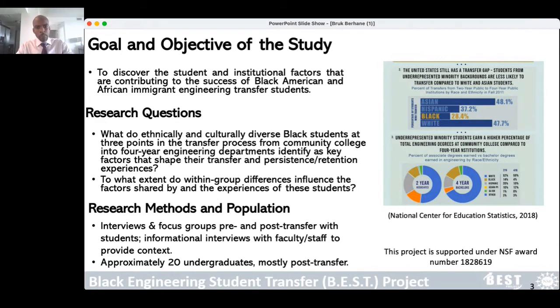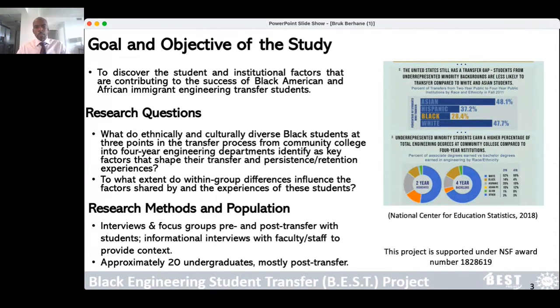So the research questions really undergird what I just said. And the primary research methods that we're using for this study are interviews and focus groups. So it's largely qualitative, both pre and post transfer, as well as during transfer. So we've really talked to students along the pathway, whether they have or they intend to transfer or they have already transferred. Thus far, we've talked to about 20 undergraduate students. The majority of them are post transfer. The majority of them happen to identify as men. And that's certainly the racial and gender diversity is something that we are unpacking and can be discussed at another time.